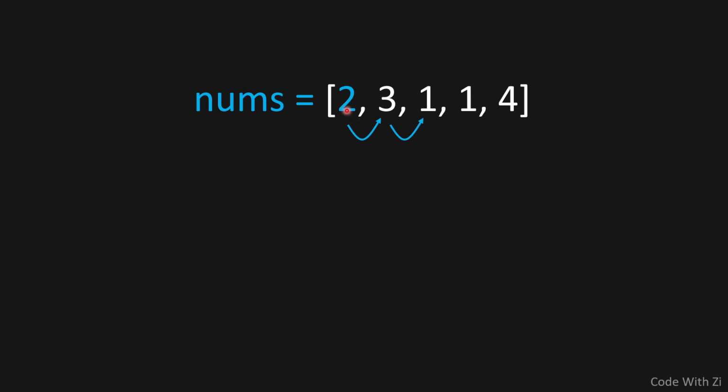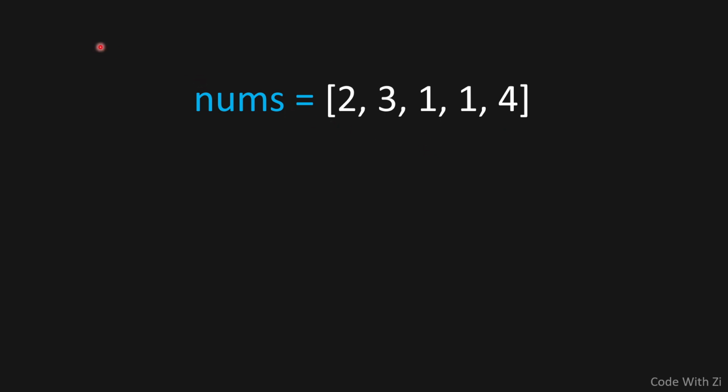For example, if we go from 2 to 3, that means we can have a maximum jump of 3 from this position. But if we jump from 2 to 1, that means we can have a maximum jump of 1 from this position. And in this question, we gotta see if we can actually jump from the first index all the way to the last index. If we can, we're gonna return true. If we can't, we're gonna return false.